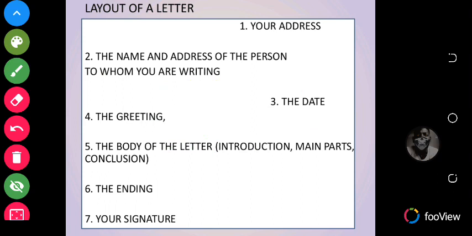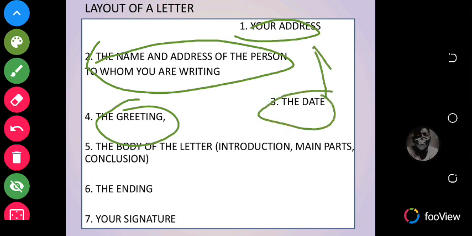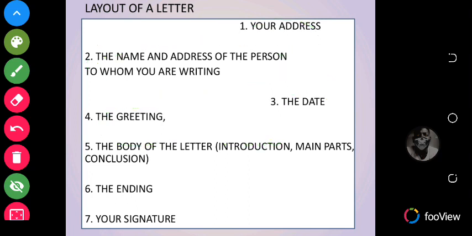Once you have your address and the recipient's address there, the next thing is your greeting. Ignore this, this is actually supposed to be here under your address. Greetings can come in various forms: Dear Sir, Hello, and the rest. Your greeting has to come, and after your greeting, the body of the letter.